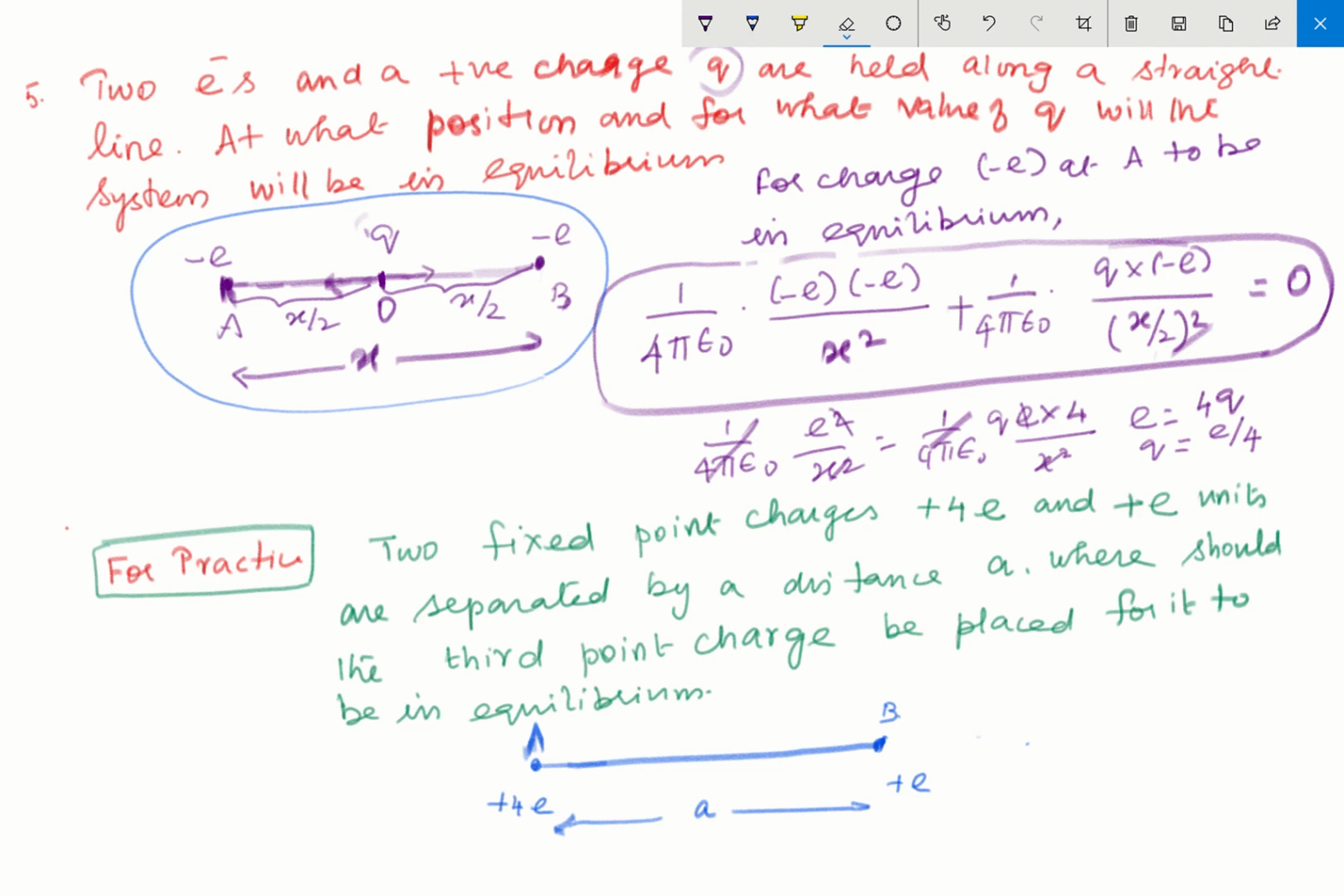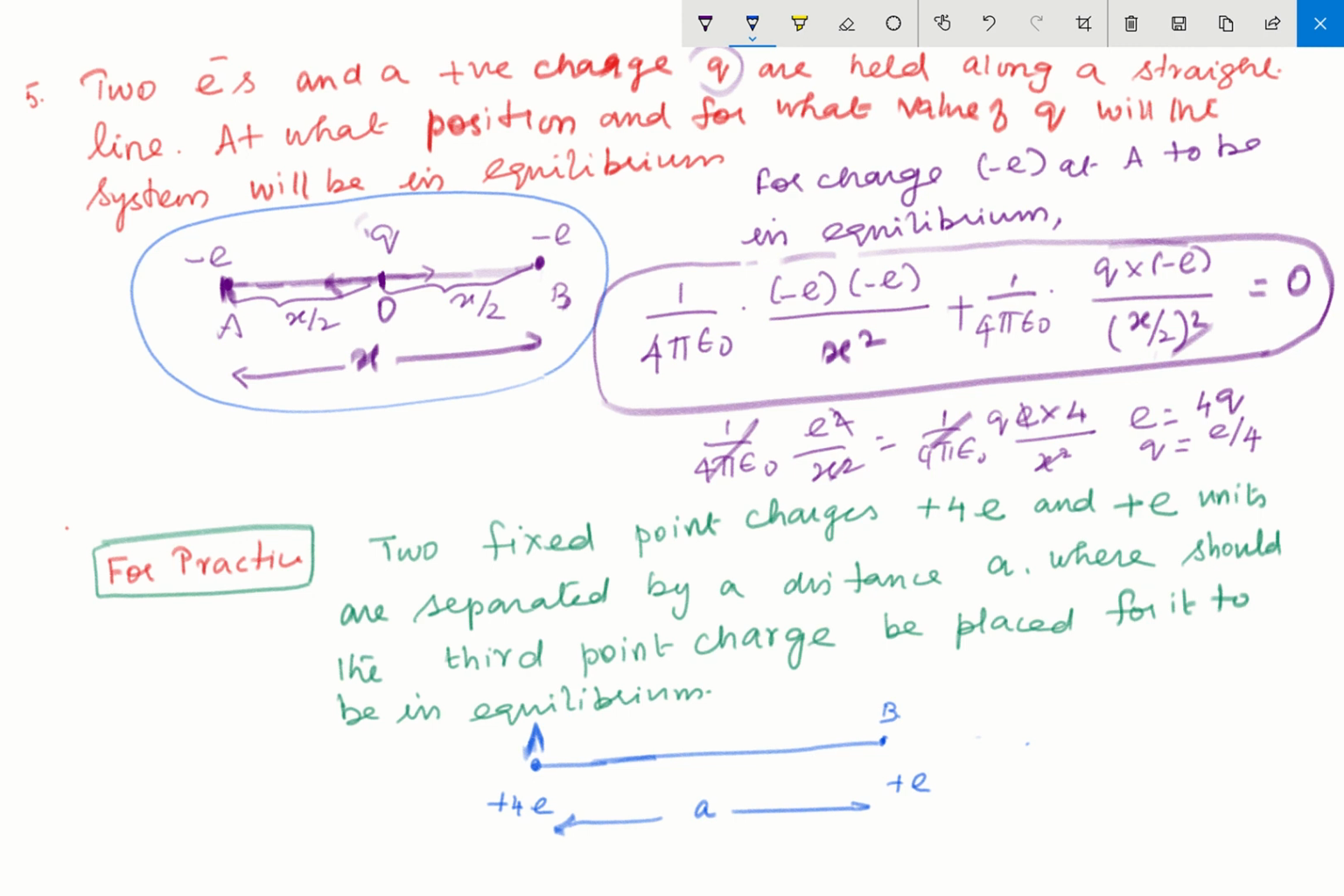We have to see that one. Now where should it be kept? If it is exactly in between A and B, exactly at the center like our previous problem, there is no chance. Why? Because here one charge is plus 4e, another charge is plus e. Plus 4e repulsion will be more. Plus e also will repel, but the force of repulsion will be less when compared to plus 4e. Are you following? Because force on Q, the third charge, due to plus 4e will definitely be more when compared to plus e. So, what has to be done?